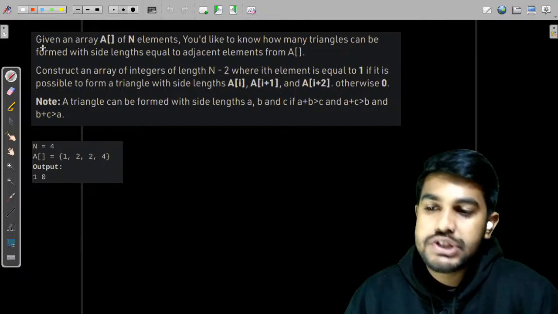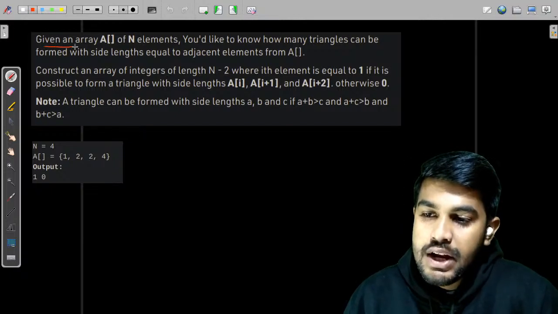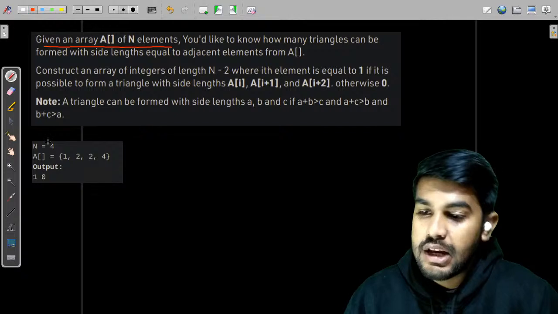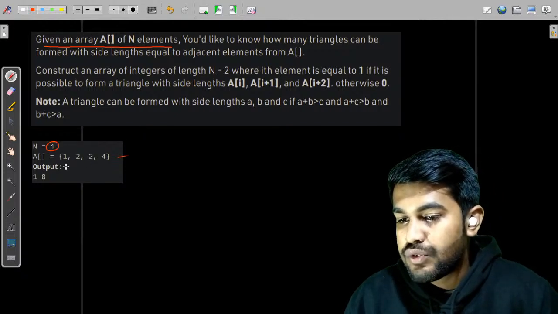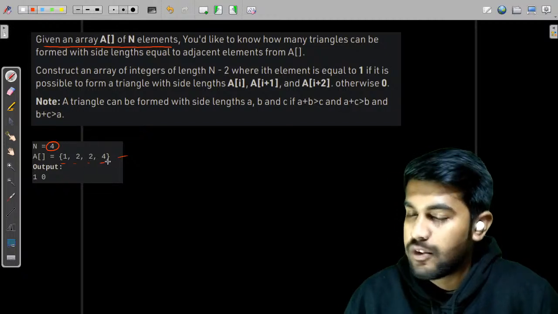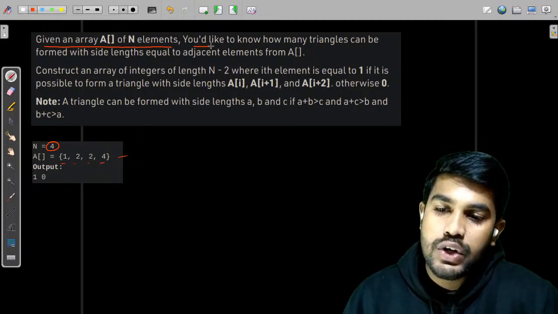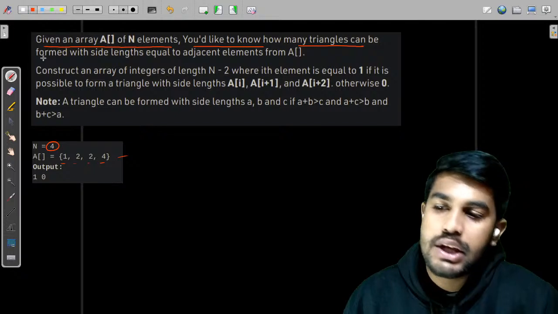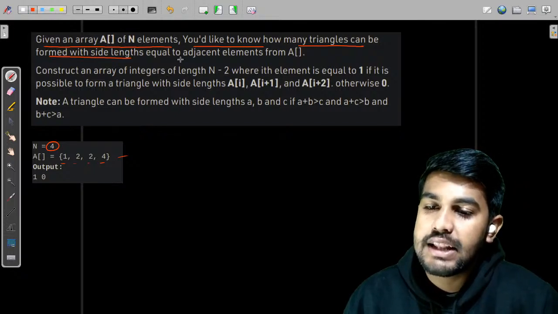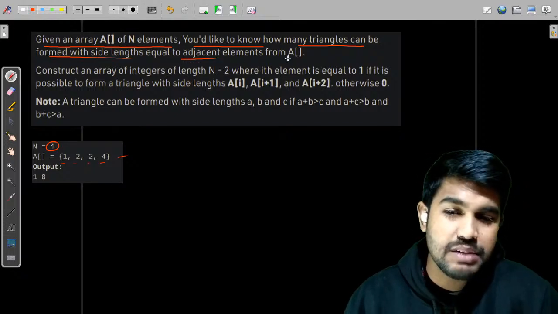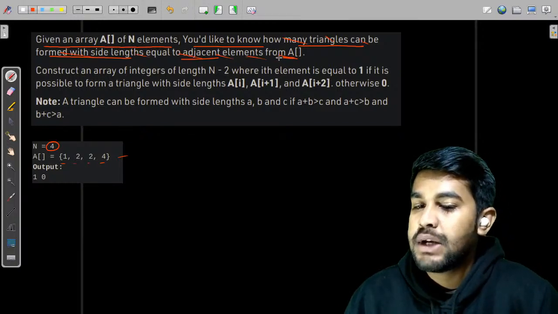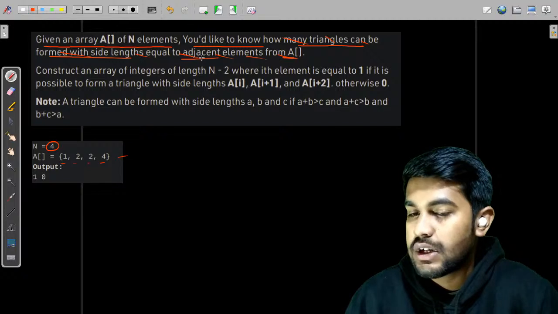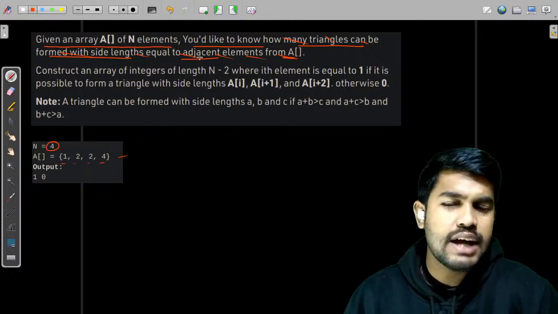The first question states that given an array of n elements. So we are given an array of n elements. So n is equal to 4. So we are given 1, 2, 3 and 4. You would like to know how many triangles can be formed with side length equal to adjacent elements from A. So even if you ignore this line, this is completely fine, because when you read this line for the first time, it is a bit confusing.